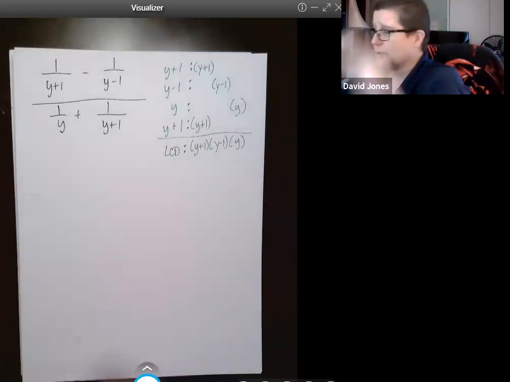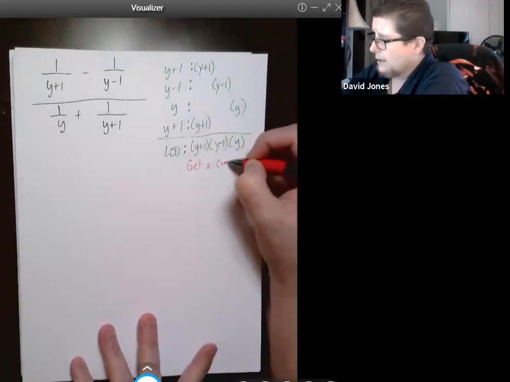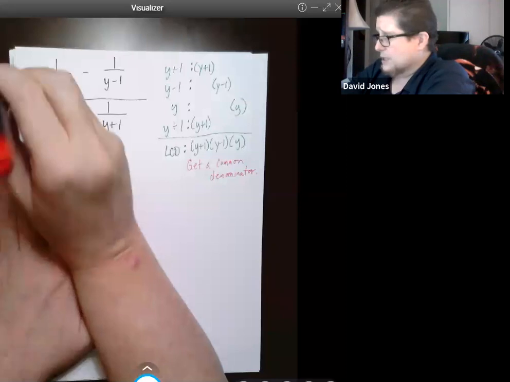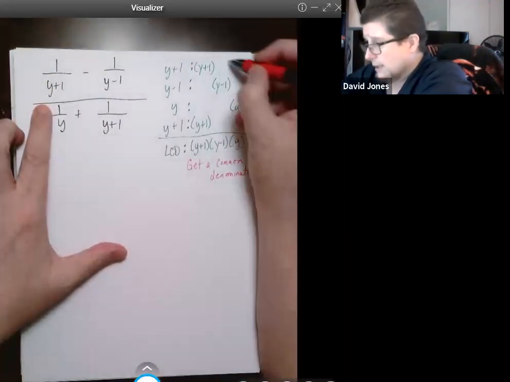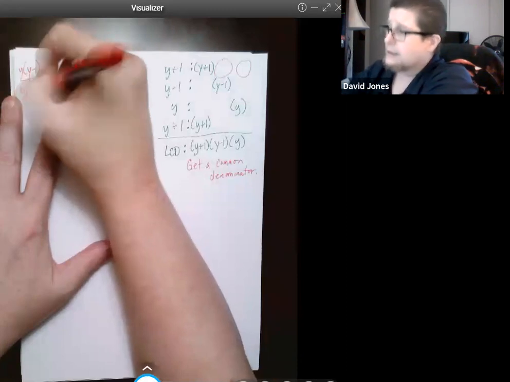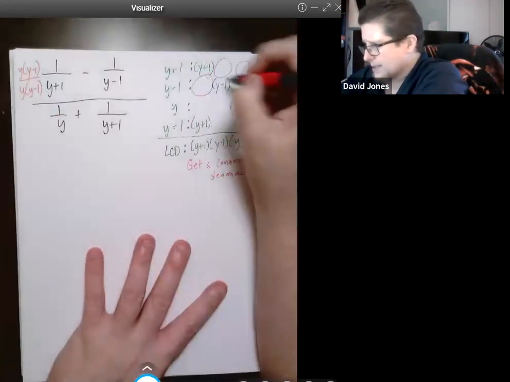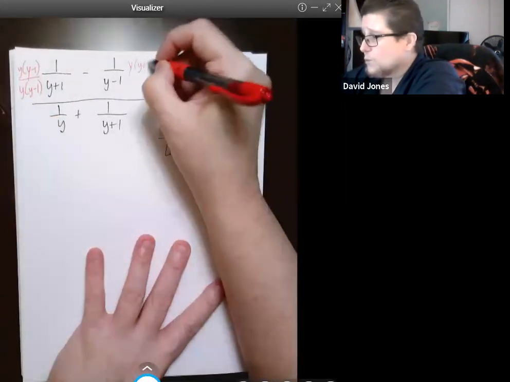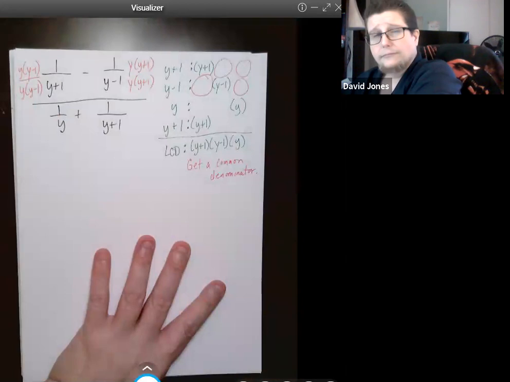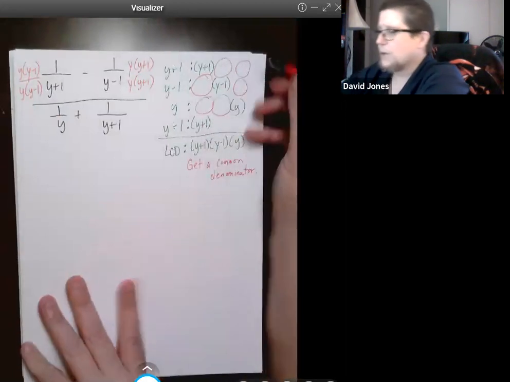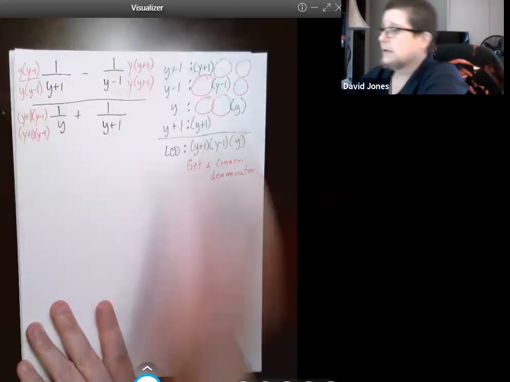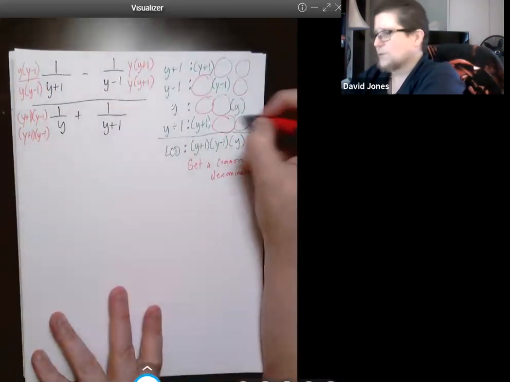So this is the other approach, just get a common denominator. I'm going to multiply this by y and y minus 1 over y and y minus 1, since the y plus 1 is missing a y minus 1 and a y. The y minus 1 is missing the y plus 1 and a y, so this is y times y plus 1 over y times y plus 1. The 1 over y is missing both the plus 1 and minus 1 version. And the y plus 1 is missing the y minus 1 and the y.